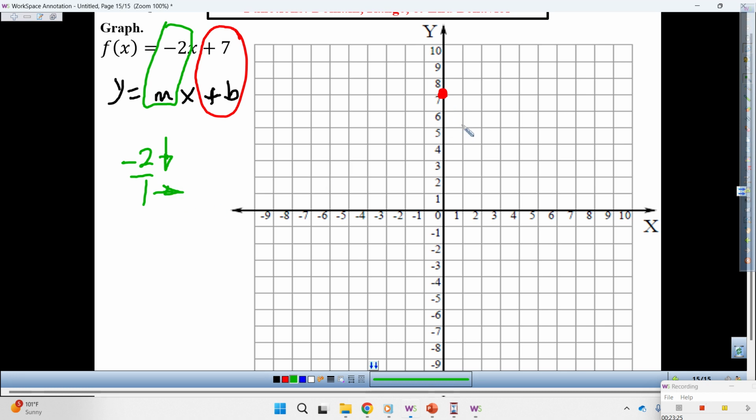So we go 1, 2, 1 to the right, plot your point, do it again. 1, 2, 1 to the right, plot your point, and graph your line. I want to see at least 3 points after the y-intercept when you graph. That tells me that you actually know what you're doing. All right, send that in, please.